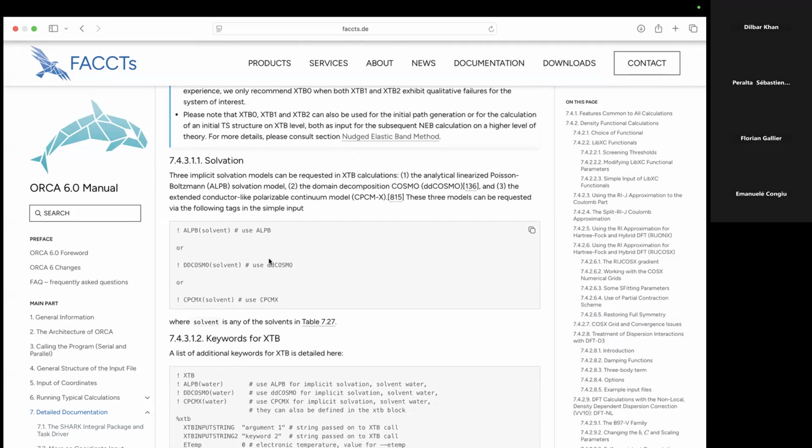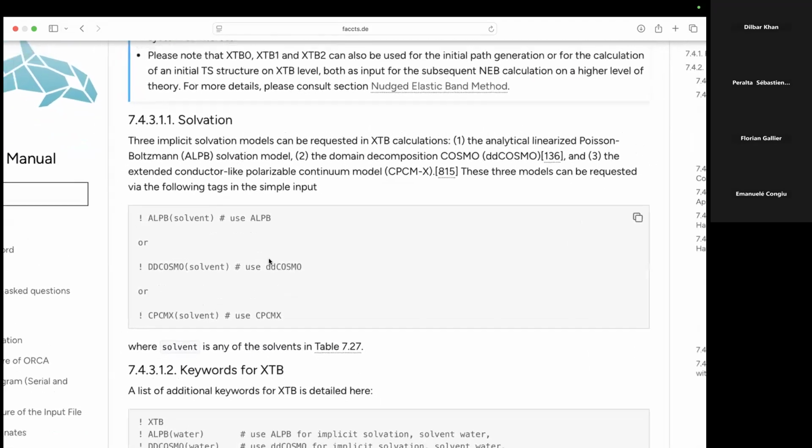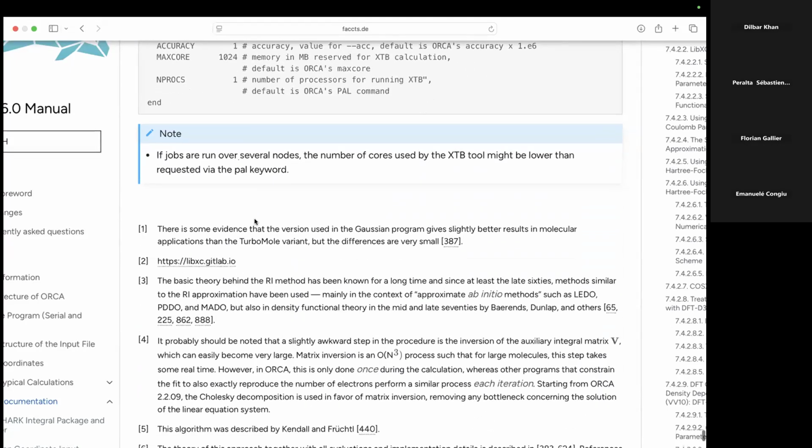Solvation effects are also very important when you run a computation. We can do a simple exercise tomorrow.